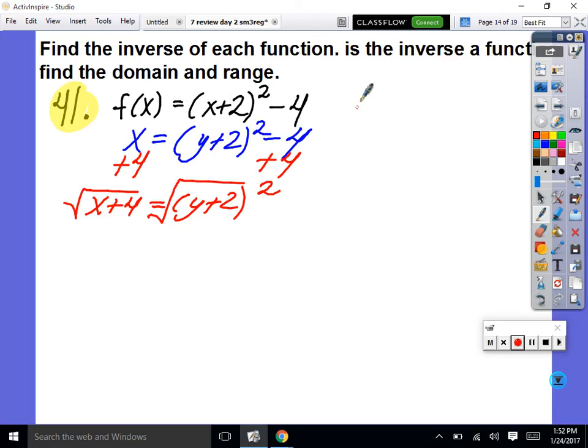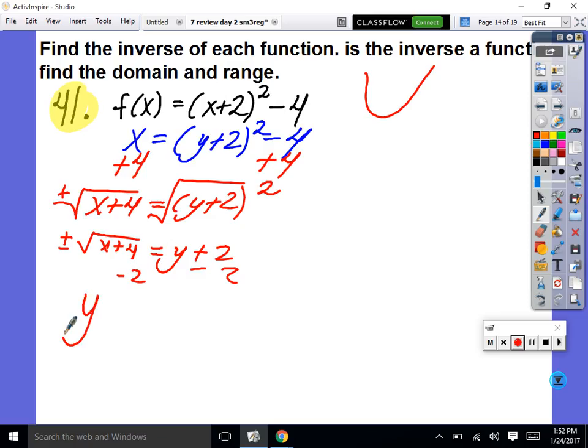Isn't the original a full quadratic? So don't we need a plus or minus? Okay, so we have plus or minus the square root of x plus 4 equals y plus 2. Next step, subtract 2 from both sides. It's negative 2 outside the radical. So y inverse equals plus or minus the square root of x plus 4, minus 2, like that. Correct? Yeah.